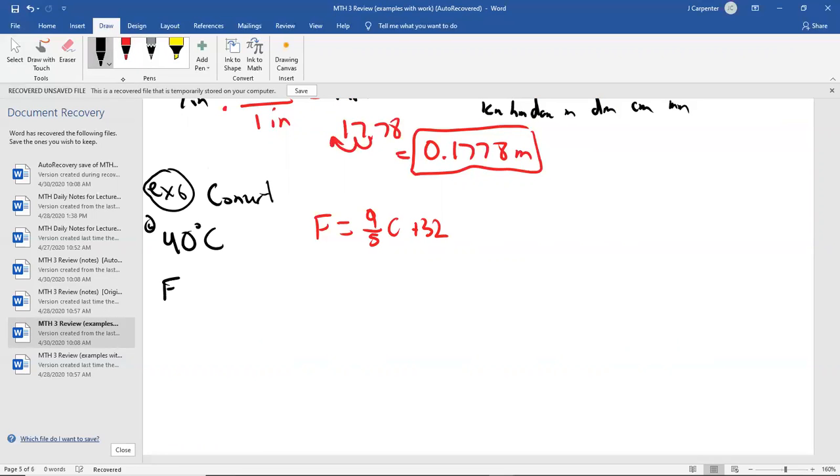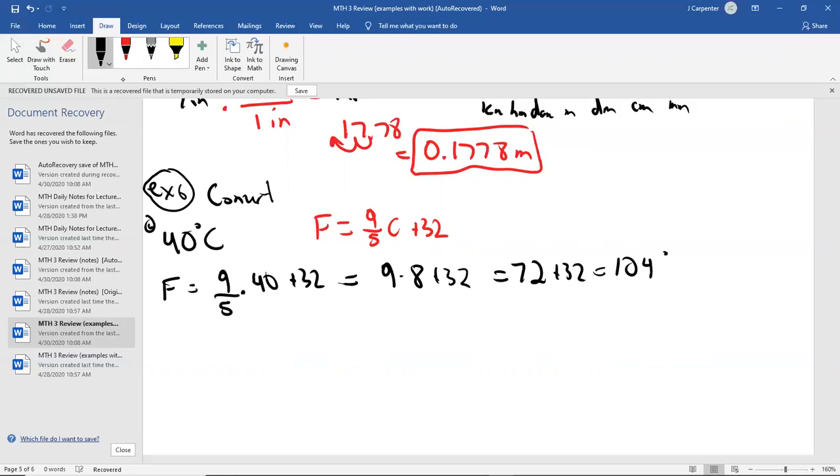So we go F equals 9 over 5 times 40, because that's our temperature in Celsius, then plus 32. 5 will go into 40 8 times. So that's 9 times 8 plus 32. Watch your order of operations. 9 times 8 is 72 plus 32, and that's 104 degrees Fahrenheit. And that was A. I know I wrote the A a little small.